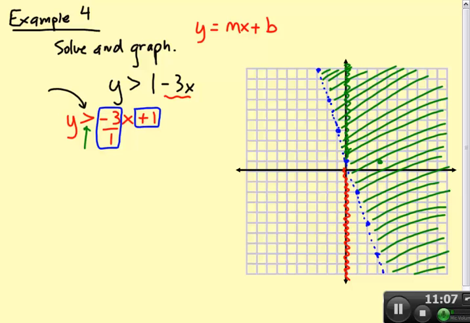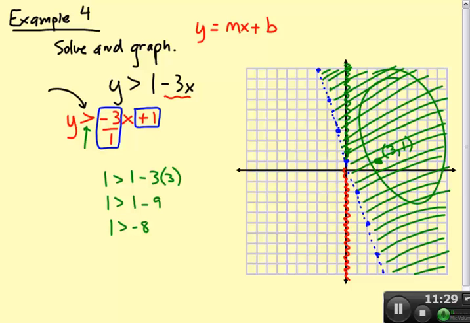Let's just do that. Here's a point right here. That point is (3, 1). Now, if I plug that into the original inequality, y, that means 1 is greater than 1 minus 3 times 3. 1 is greater than 1 minus 9. 1 is greater than negative 8, and that's true. All of these points over here, if I plug in their x and y to the original inequality, I'm going to get a true statement.